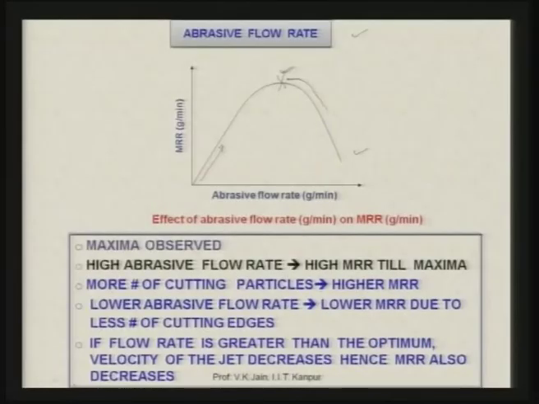As a result of that, their velocity decreases, and once the velocity decreases, then the material removal rate also starts decreasing. That is what you can see beyond this line, that material removal rate starts decreasing, and you can see it may join even here beyond a certain point.